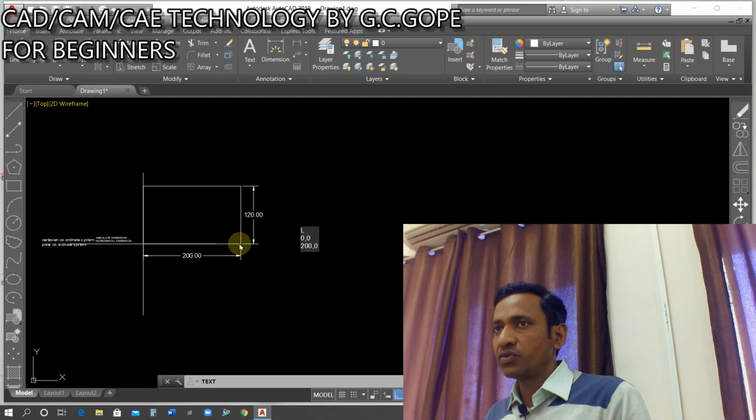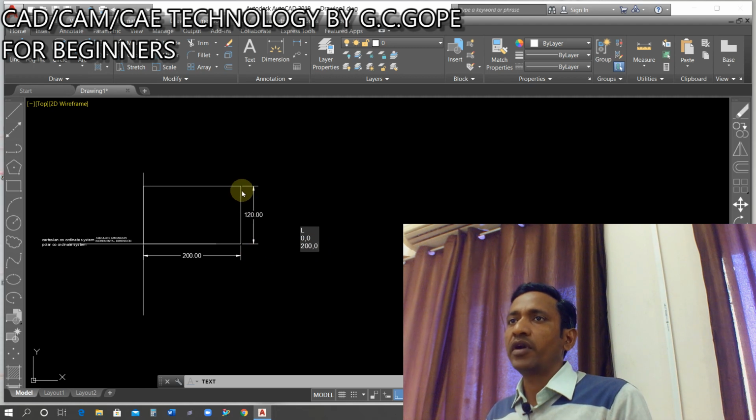So here there is no y direction, this is the x direction. So we will take x 200, y 0. Now we have to find the coordinate of this point.